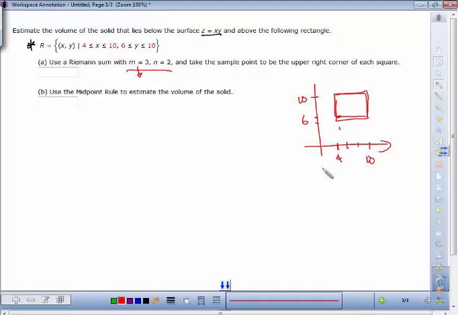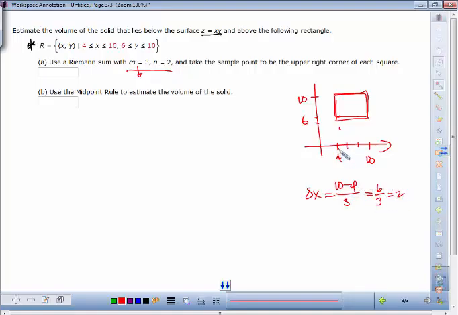If you really want a mathematical formula for this, it's 10 minus 4 divided by the number of partitions, which is 3. This is going to be your delta x. You know that b minus a divided by n business that we saw back in Calc 1? So this is the mathematical way of finding this. So you got 6 over 3, which is 2.